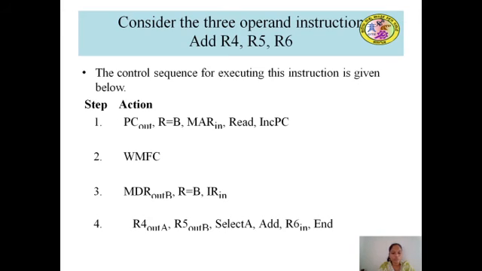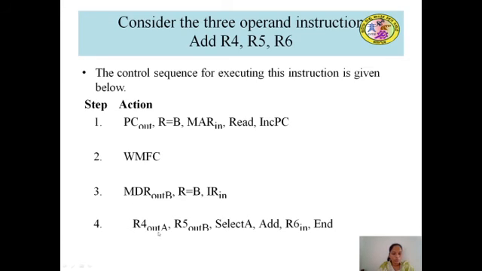Now we can go for the fourth step, that is to execute the instruction. So we need to access register 4 out. The content of register 4 will be transferred to bus A. Register R5 content will be transmitted to bus B. Now from bus B, we're going to transfer the data to the B input of the ALU.